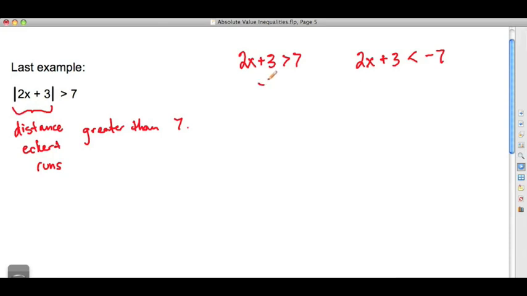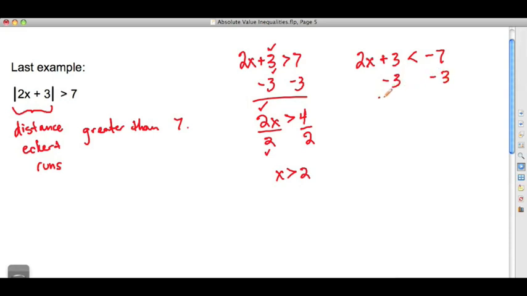All right, subtract 3. 2x is greater than 4. Divide by 2. X is greater than 2. Subtract 3. 2x is less than negative 10. Divide by 2. X is less than negative 5.